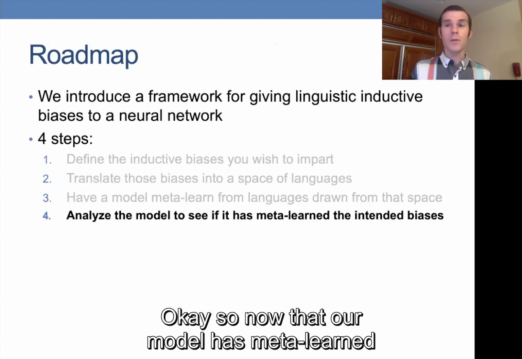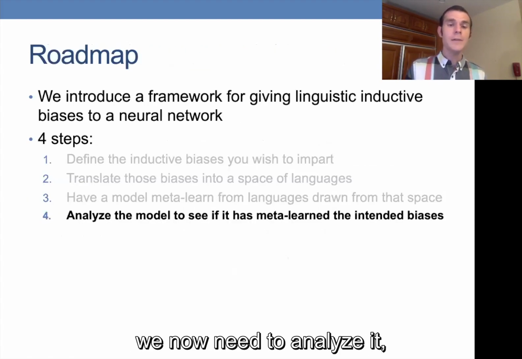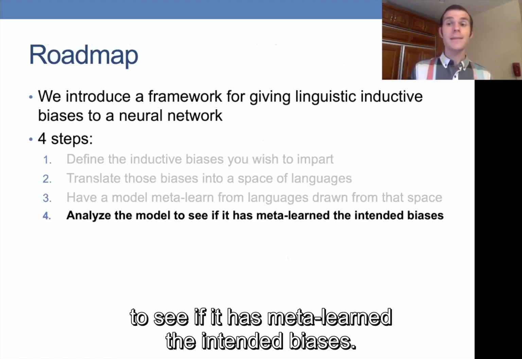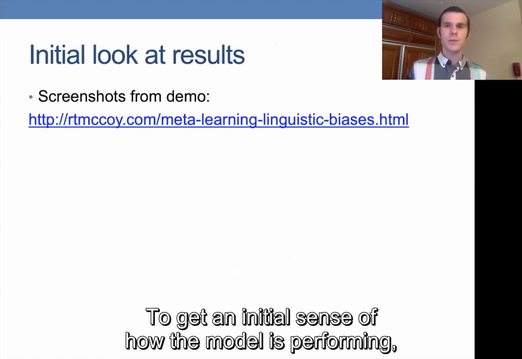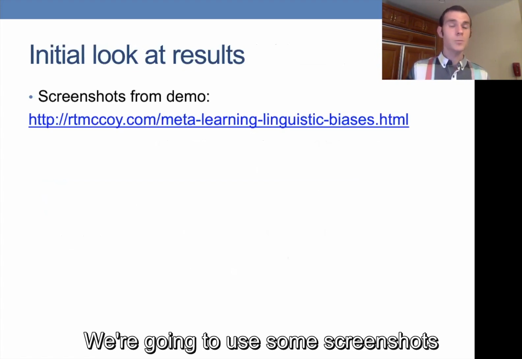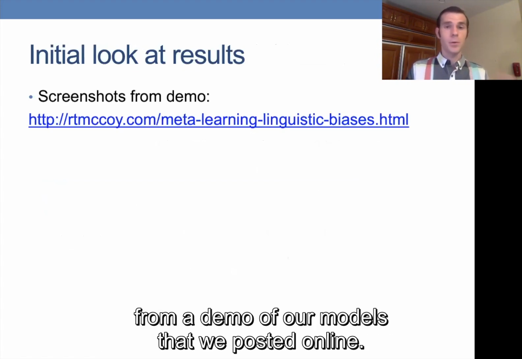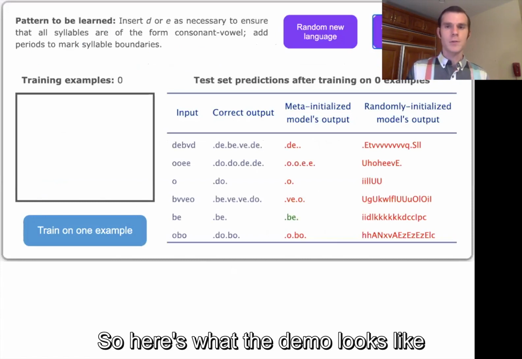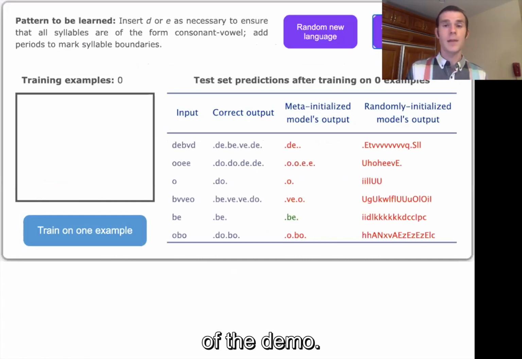Okay, so now that our model has meta-learned from our space of languages, we now need to analyze it to see if it has meta-learned the intended biases. To get an initial sense of how the model is performing, we're going to use some screenshots from a demo of our models that we posted online. So here's what the demo looks like, and I'm now going to walk through the different components of the demo.